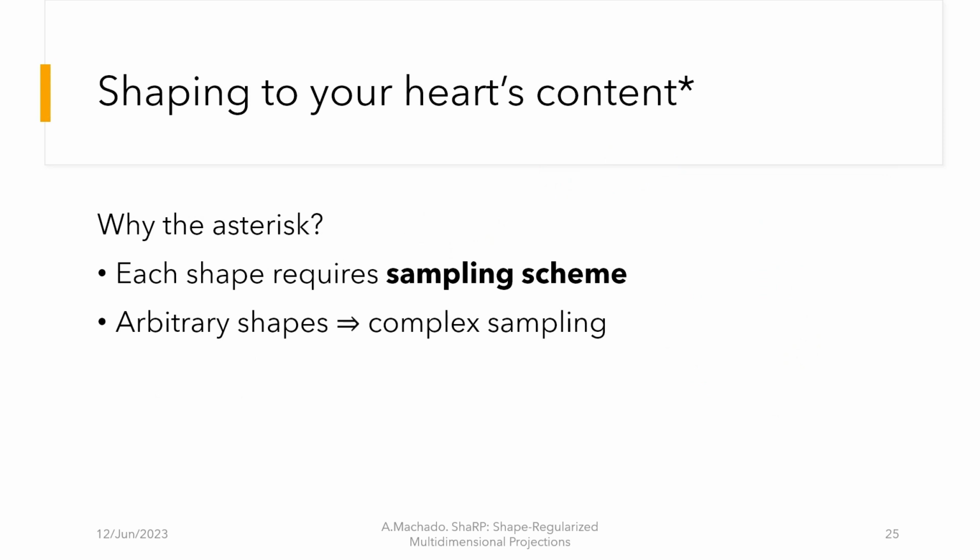And well, just to be completely clear here, why do we have the asterisk there? Well, as you've seen, for each shape that you want to produce, you require a specific sampling scheme. And if you go too crazy with your shapes, you're going to need complex sampling schemes to be able to reproduce them. And you need to be able to calculate log probabilities fast. Otherwise, your training process is going to take too long. So if you have a sample of the 2D space, you need to be able to calculate the log probability of sampling that in order to be able to calculate the regularization loss, which is a KL divergence term.